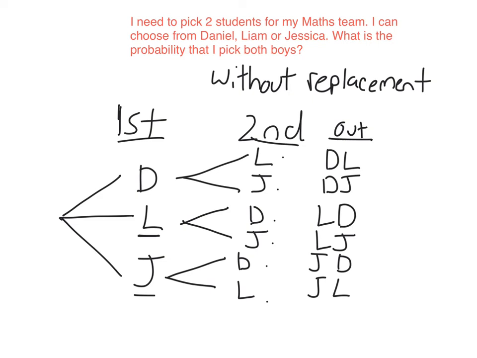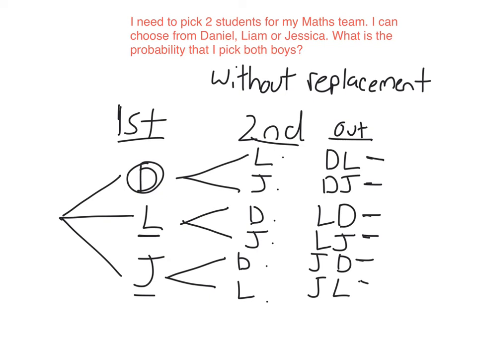Now here, all of these 6 outcomes are equally likely, okay? It was just that, if I'd picked Daniel first, I have a 1 in 3 chance of picking him, but if I've already picked him on the second go, I can't pick him. That's why this is without replacement. It doesn't mean that these 6 outcomes are not equally likely. Okay, so they are all equally likely.